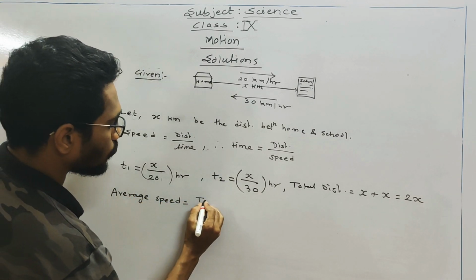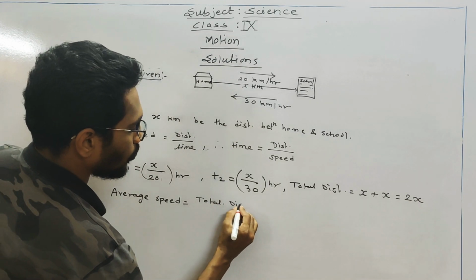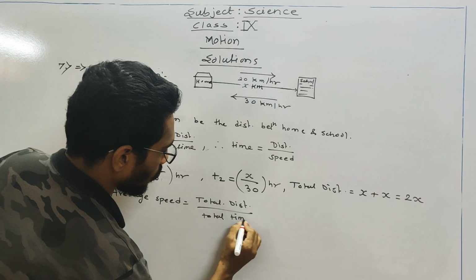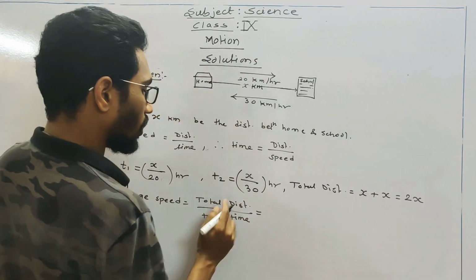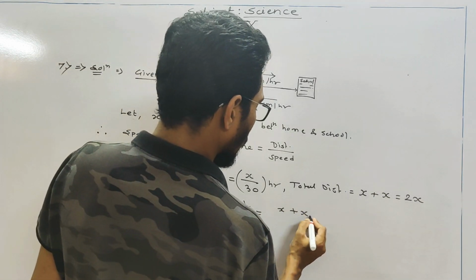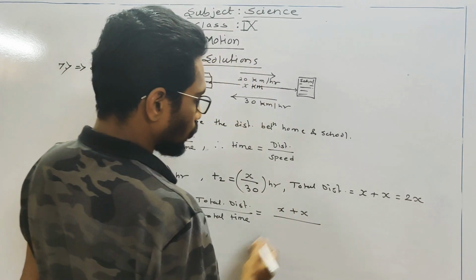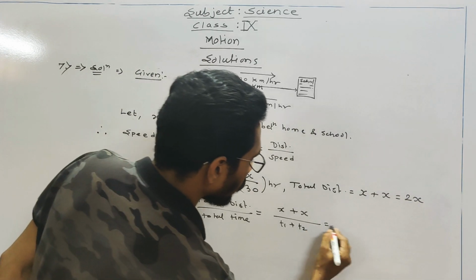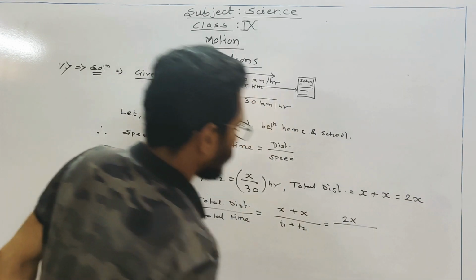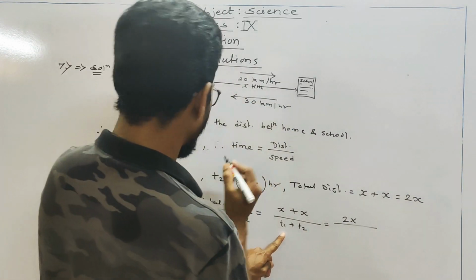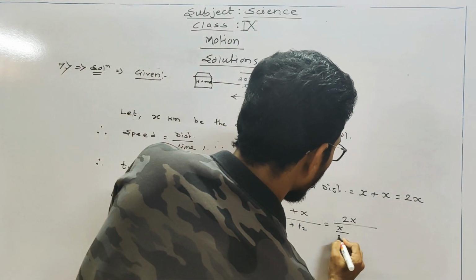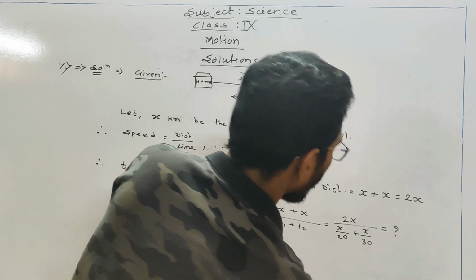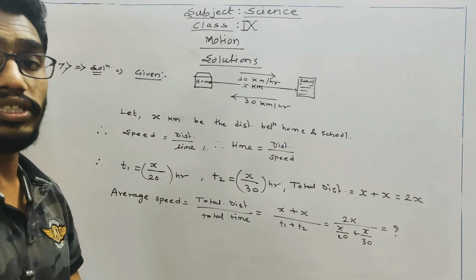Average speed is equal to total distance traveled by total time taken. What is the total distance? x plus x, that is 2x. Now total time, T1 plus T2, so 2x by, what is T1? x by 20 plus x by 30. Calculate this, you will get your answer.